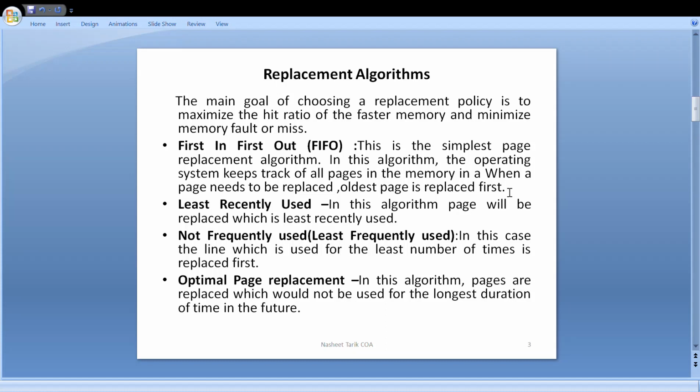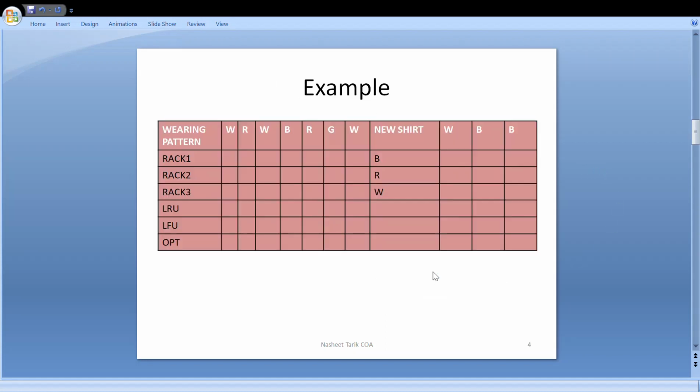Now, first in, first out is the simplest one. And for explaining it, suppose you are visiting a doctor's clinic where a token system is there. So the patient who is coming first will get the token first, and he will be visiting the doctor first and leaving the clinic first. So the person who is coming first in is going out first. This is the first in, first out algorithm. Now the rest of the algorithms could be explained by taking a simple example.